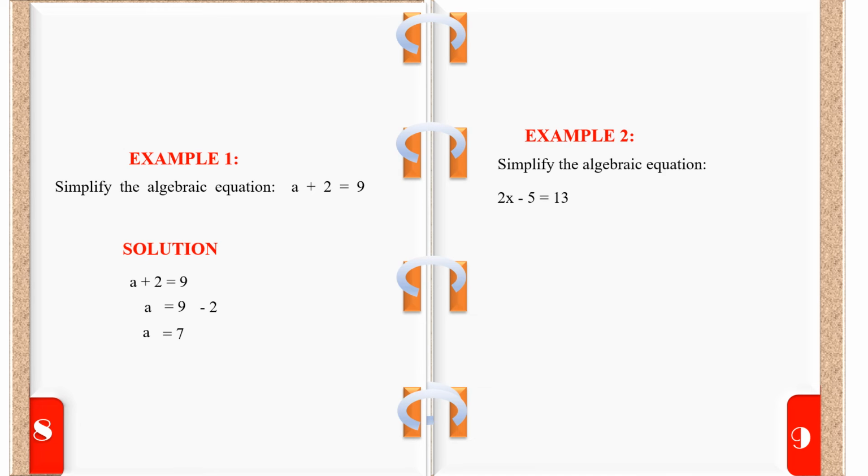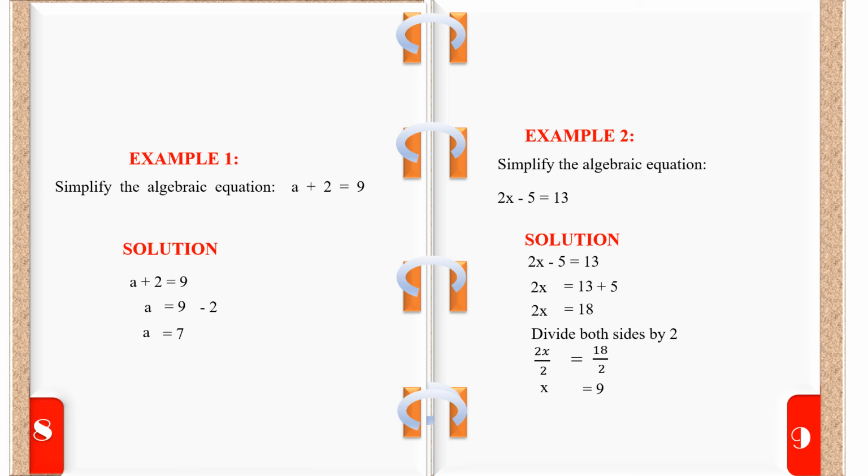Example 2. You have to simplify 2x minus 5 equals 13. To solve that, we are going to cross our minus 5 to the other side, and when it's crossing the equation, it turns from minus to positive. So we now have 2x equals 13 plus 5, so 2x equals 18. We are going to divide both sides by 2, so 2x divided by 2 equals 18 divided by 2. So x now equals 9.